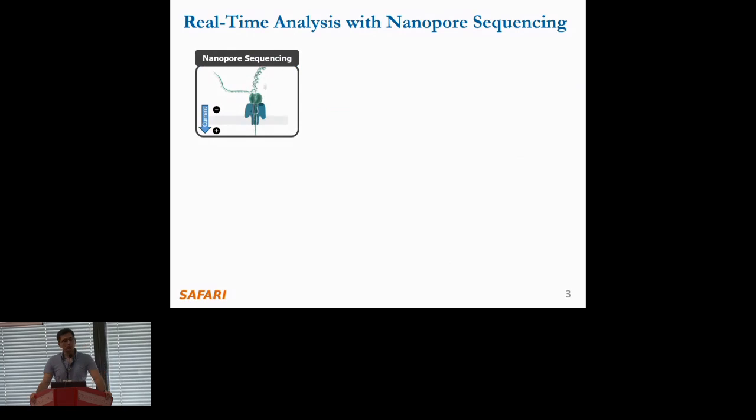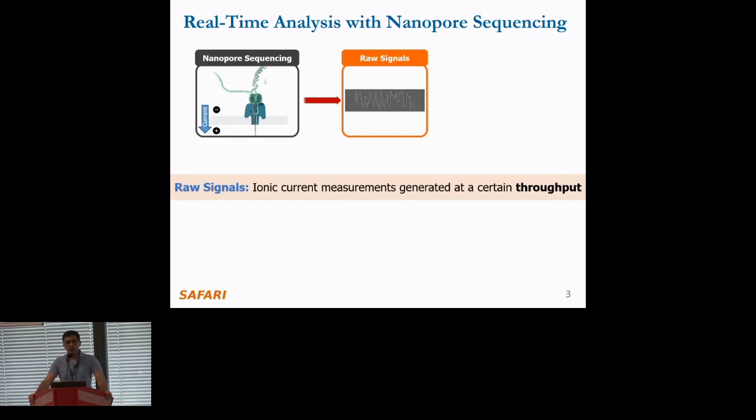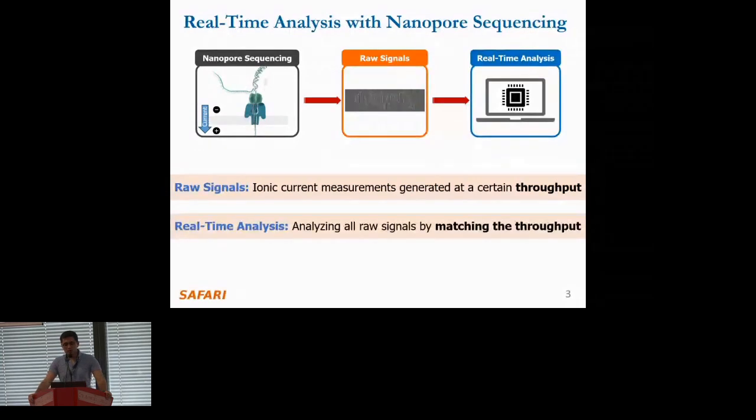This figure shows the sequencing of a nucleic acid molecule while it moves through a tiny pore called a nanopore. As the molecules move through a nanopore, ionic current measurements are generated at a certain throughput. These measurements correspond to different nucleotides in the molecule and form the raw signal data to analyze. Computational tools can then analyze all of these signals at a speed that matches the throughput of the raw signal data generation, which we refer to as real-time analysis.